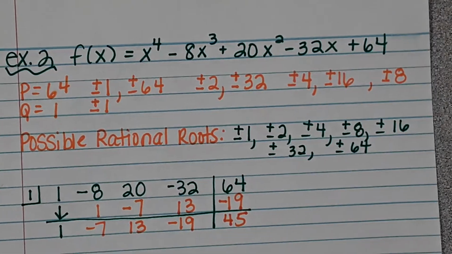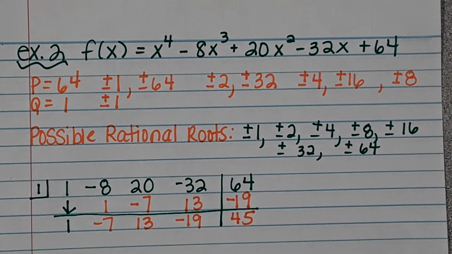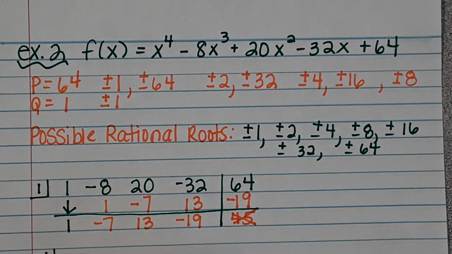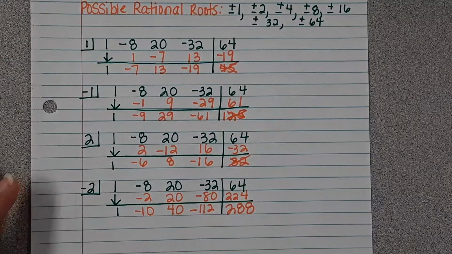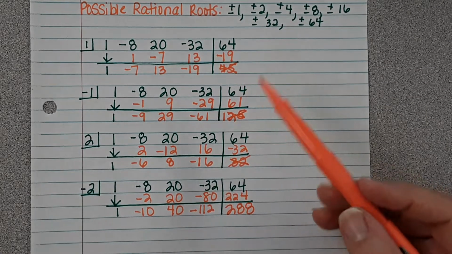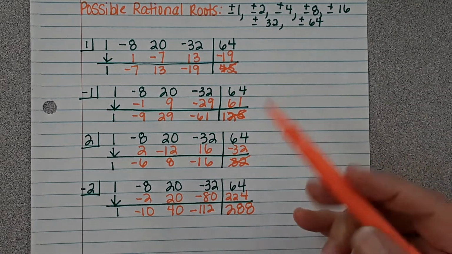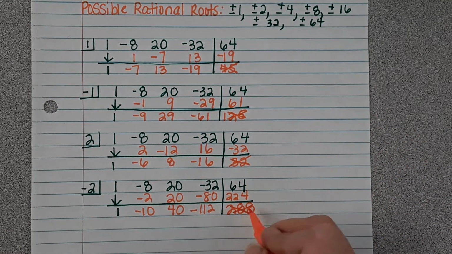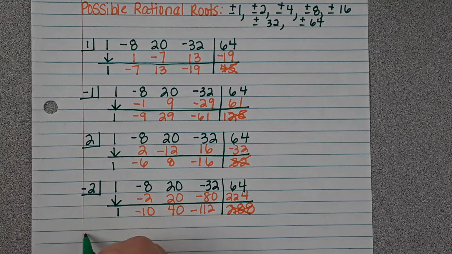Is 1 a root? Why not? The remainder is not a 0, so this is not a root. So now we're going to go over to negative 1. And we're going to keep testing until we get a remainder of 0. Okay, so far we've tested 1, we got a remainder. We tested negative 1, we got a remainder. We tested 2, we got a remainder. We tested negative 2, we got a remainder. So now we're going to test positive 4.